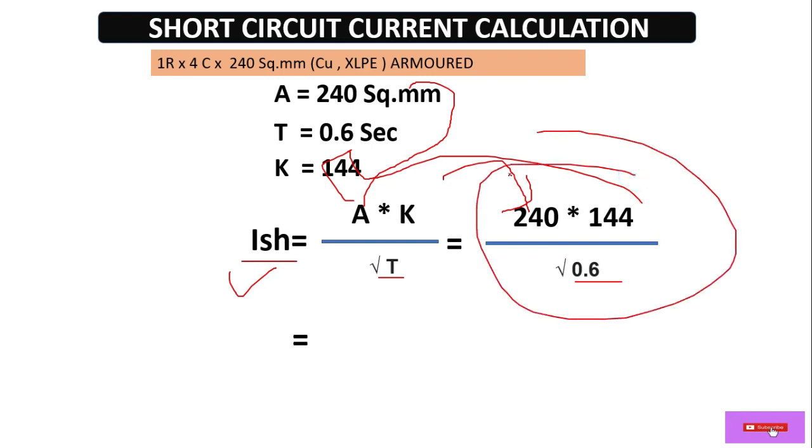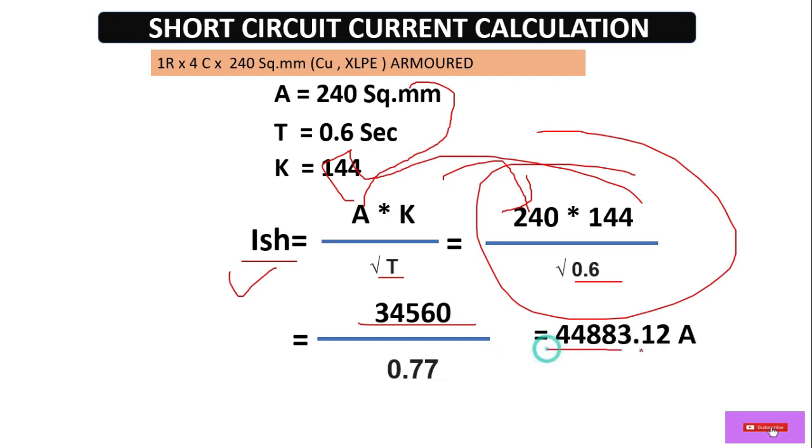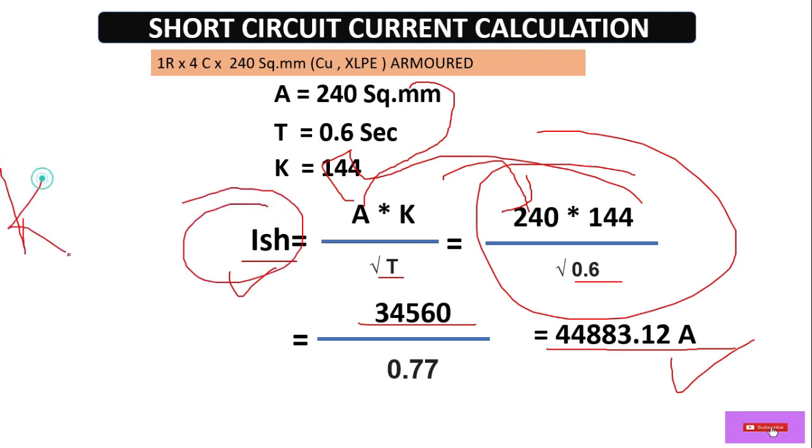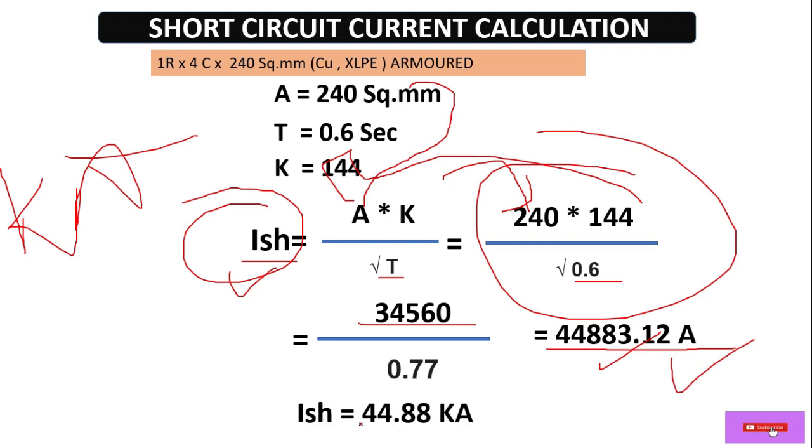Then if we calculate this, it will become 34,560 divided by 0.77, and finally it will become 44,883.12 ampere. This is in ampere. Now short circuit current is in kiloampere, so let's divide it by 1000, so it will become 44.88 kA. So this is our calculated short circuit current as per this cable.